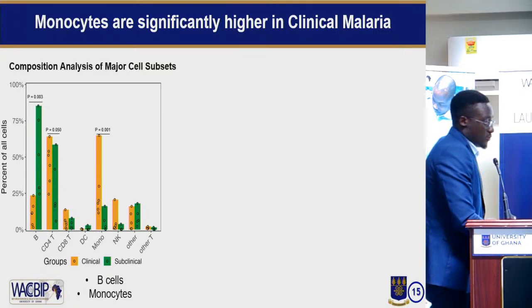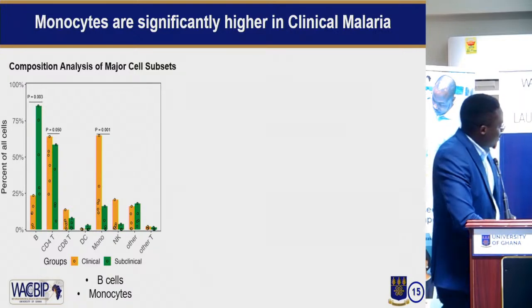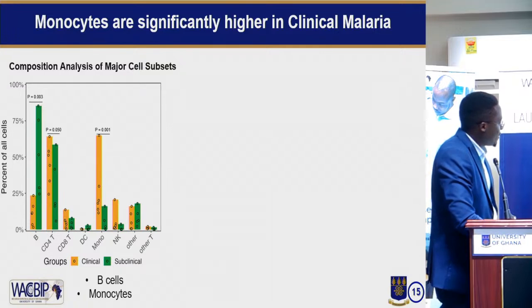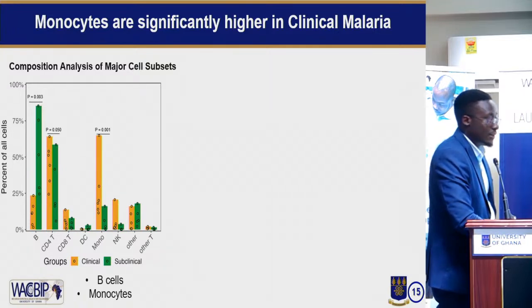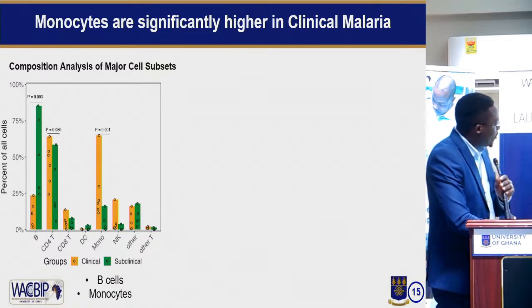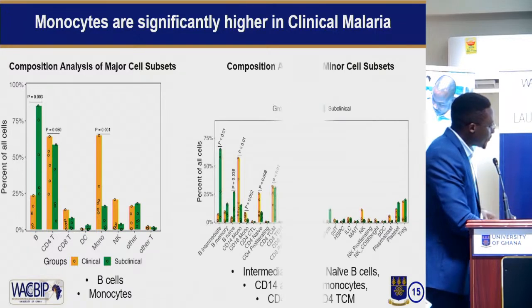So when we try to do analysis of all these different cell populations, what I'm showing here is the percentage of cells in all the cell types, as well as the different clinical groups. And you can see that the B cells were significantly higher in subclinical infections, but we see that the CD4 cells and the monocytes are significantly higher in the clinical malaria group.